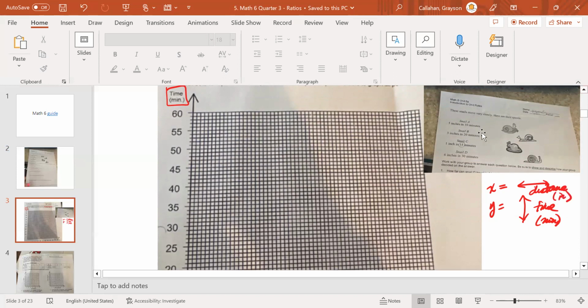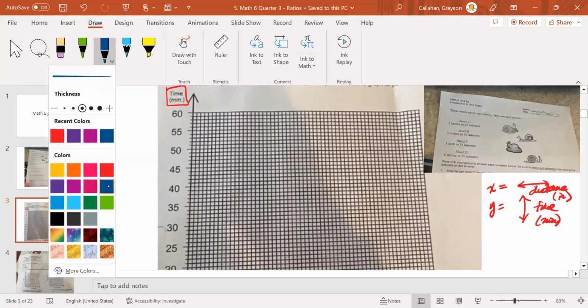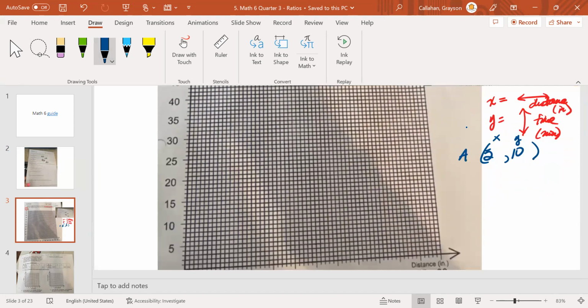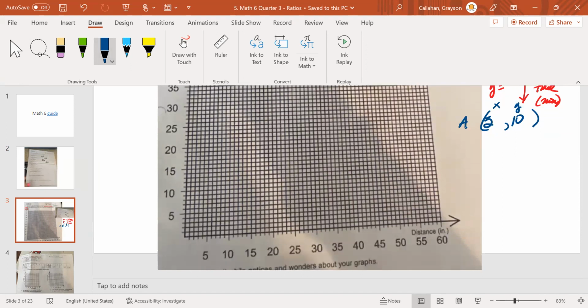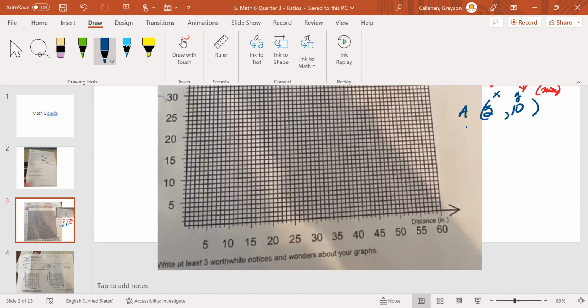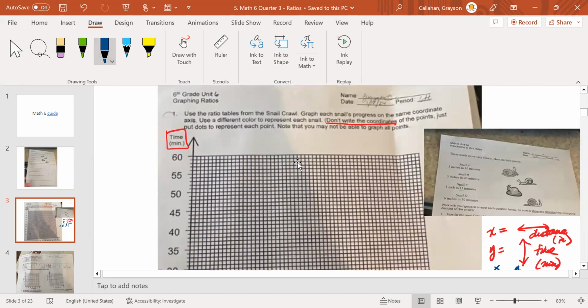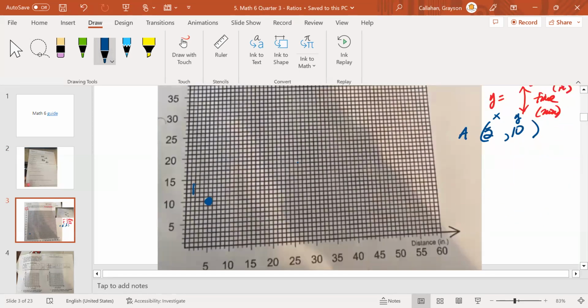All right, so let's take a look at snail A. So let's grab a color pencil. I'm gonna do blue. Snail A is 5 inches, 10 minutes. So if you have to write that, so this is snail A. Remember x and y. X is distance. Distance is 5, so we can put 5 here. Minutes is 10. That's y, so put that right there. So I'm going to go down here. I'm going to go 5 to the right for distance, right there, and then 10. So right there. Okay, so that's your first point. She said, don't write the coordinates of the point, just put a dot representing each point. Does she want us to label either? So I'll just put A maybe. Here's A. Okay? Does that make sense?